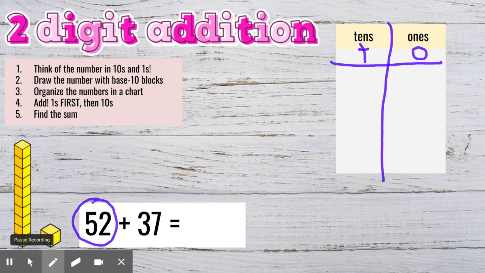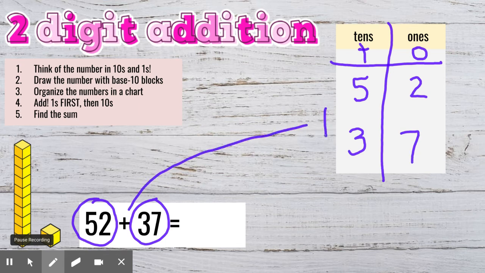So if I have 52, I know that the 5 is in my 10 spot and the 2 is in my 1 spot. And then I'll take this number 37. I know that 3 is in the 10 spot and that 7 is in the 1 spot. It's asking us to add, so we're going to add these numbers together, put our equal sign. We're going to add the ones first. 2 plus 7. Remember, start with the big number and count on: 7, 8, 9. 5 plus 3: 5, 6, 7, 8.